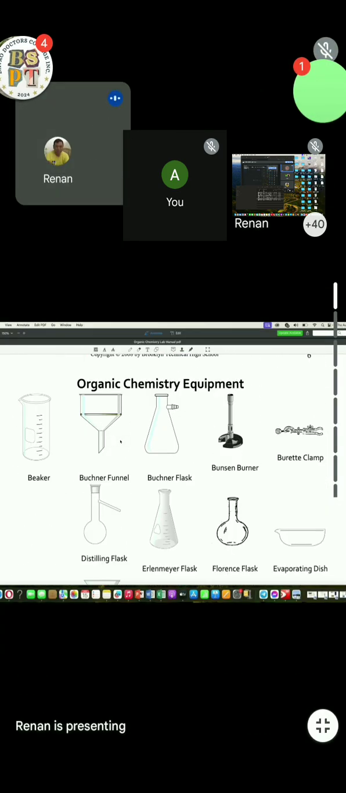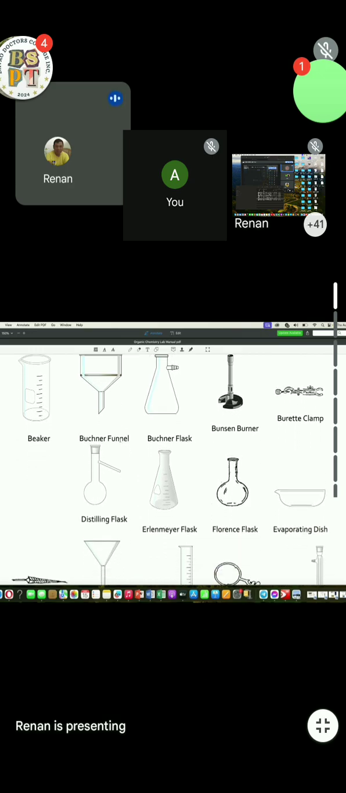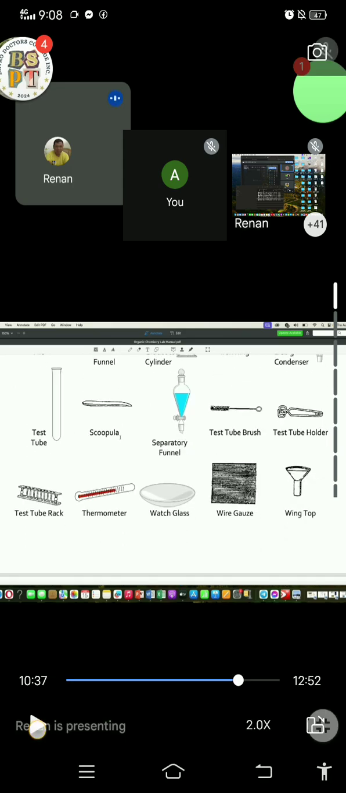Okay? I can't guarantee that all these are found in our organic chemistry laboratory, but these are things that must be there for us to facilitate the conduct of organic chemistry.